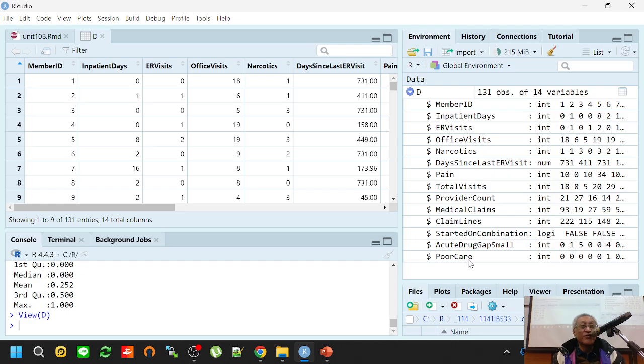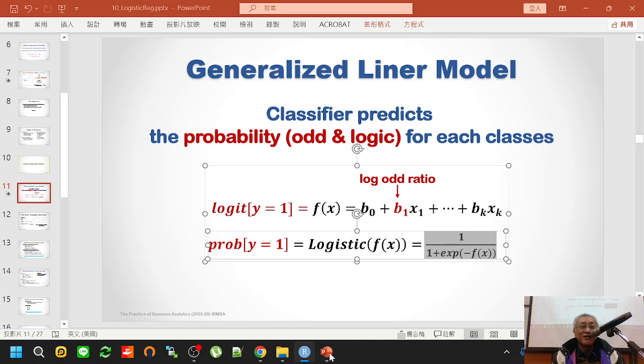And the last variable, poor care, means that these are not old policy owners. They are the policy owners that have diabetes. Let me see if I have a slide of that.